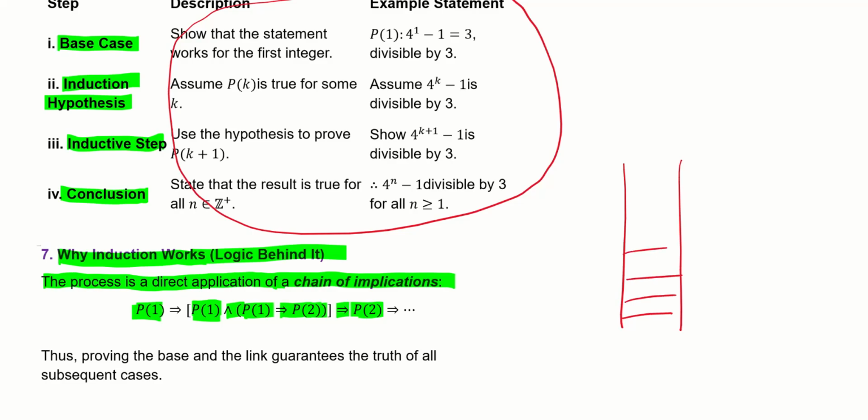In other words, if we know this one works and we know the next one works, then that one works. And if we know the next one works, then that one works. And that's what that's really saying. Thus, proving the base and the link guarantees the truth of all subsequent cases.